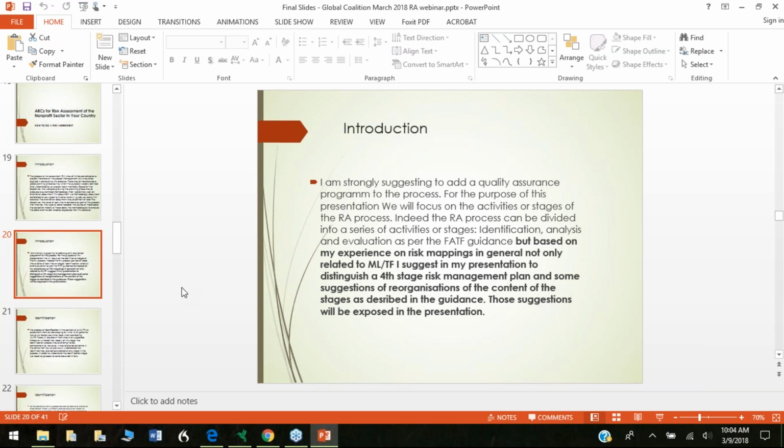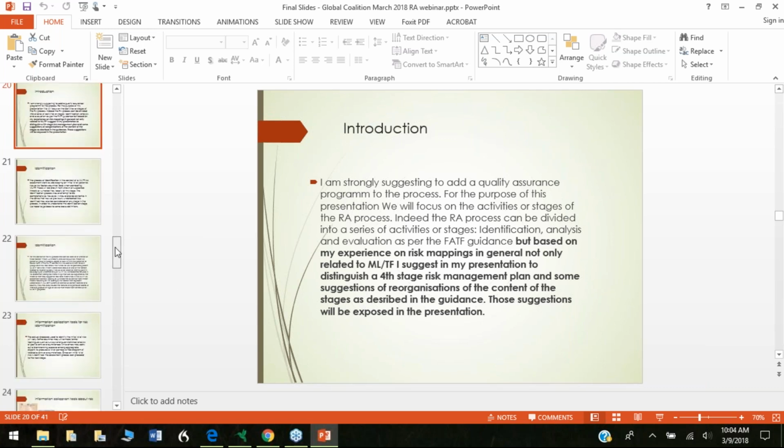As you can see in the current slide, I'm also strongly suggesting to add a quality assurance program to the risk assessment process of your NPO sector. But for the purpose of this webinar, we will focus on the activities or stages of a risk assessment process that are identification, analysis, and evaluation, also as per some FATF guidance that I have come across. Next slide, please.